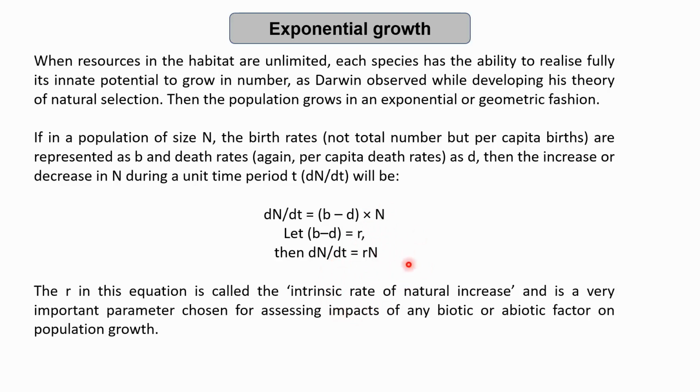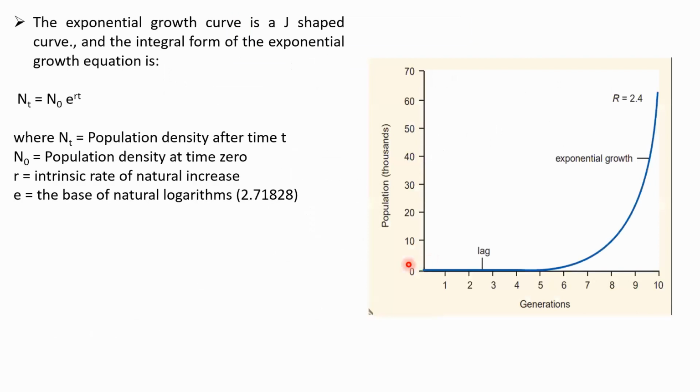The r in this equation is called the intrinsic rate of natural increase, and it is a very important parameter for assessing the impacts of any biotic or abiotic factor on population growth. If the birth rate is high, then definitely the biotic and abiotic factors are favoring the growth of the population in that particular habitat. But if the death rate is high, that is, the value of r is close to negative, then we may say that the abiotic or biotic factors are having a negative impact on the population growth.